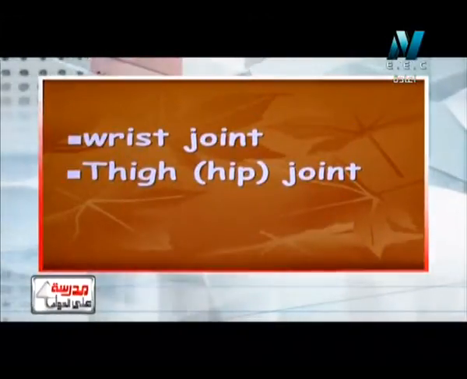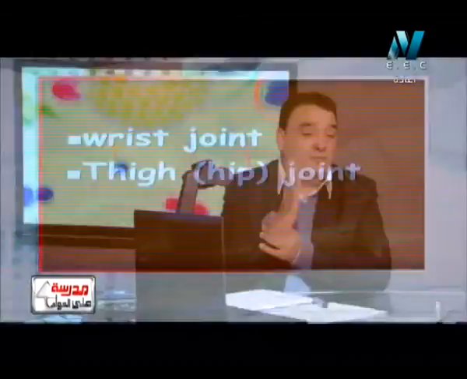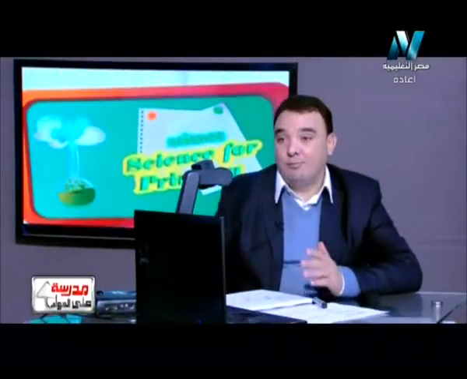Okay. Also, I have the wrist joint. Look here, the wrist joint. I can move it towards, backward, to the right, to the left. I can move it in all directions. So what is the type of this joint? I think it's a widely movable joint.